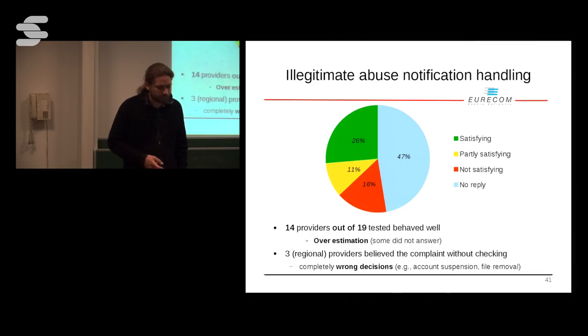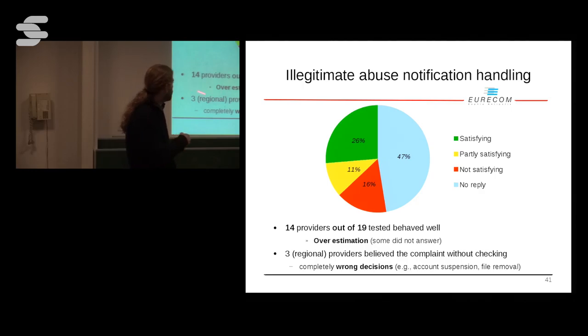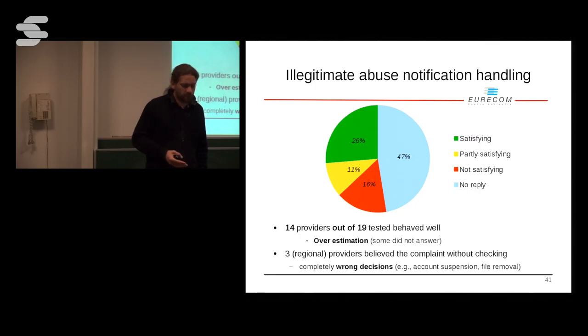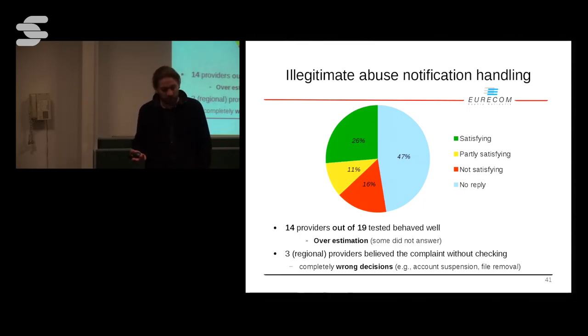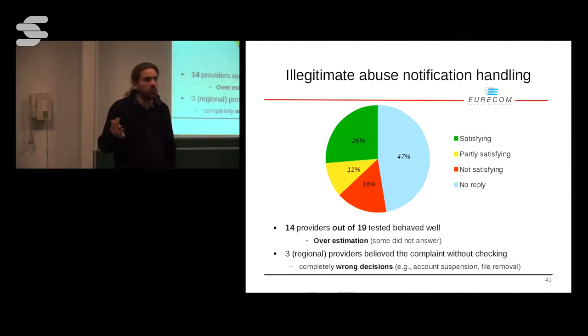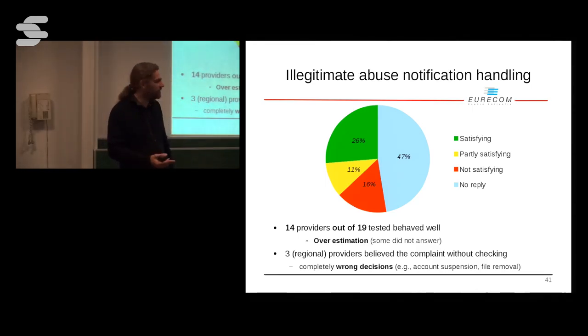So nothing happens. For the illegitimate abuse notification, 14 out of 19 behaved well, which includes those that didn't reply. So it's an overestimation, right? There were some that actually believed the complaint without checking. So they terminated the accounts, for example, or removed some files, while the files were not malicious and there was no malicious activity on the website. And they took completely wrong decisions for that. Right? This is terrible.